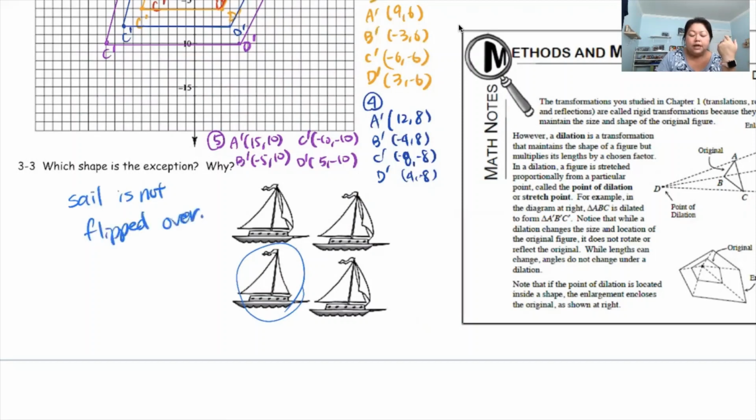So what's the point of this? This is to remind you that, again, in any transformation, the shape should still stay the same. No matter how we move it, no matter how we enlarge it or shrink it, no matter how we reflect it, it's still going to be the same shape. So all these sailboats are correct transformations, except the one we circle, because that one doesn't have the same thing. Nothing should happen to the shape itself except movement and enlargement or shrinkage.